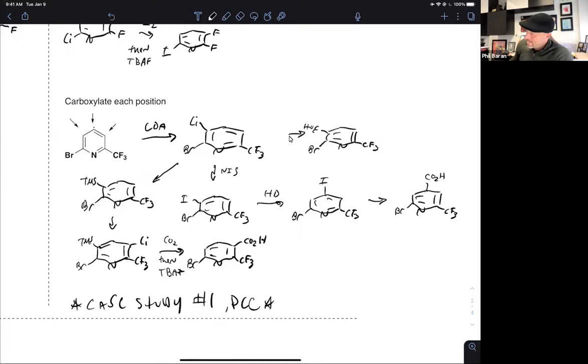Yeah, so there's thousands of papers out there, folks. There may be an exception to what I'm saying, but the general rule is that the directing group wins. It's strong enough that you can't get it to move over. Okay, does that make sense?